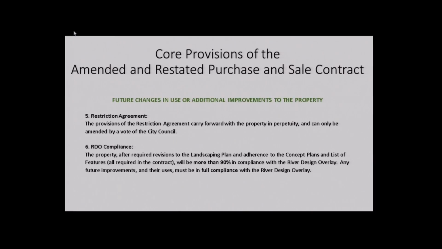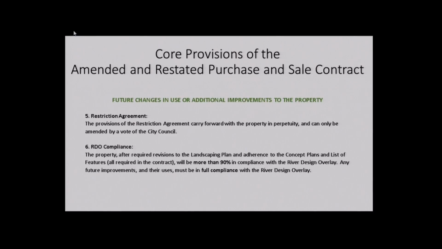Another thing that was, I think, a very fair concern people had is what if they close on this and they sell it 2 minutes after closing, or 2 years or 20 years. The provisions of the restriction agreement will carry forward with the property in perpetuity and can only be amended by a vote of the city council. So it doesn't matter who owns this property. Anyone that owns this property will have the same restrictions in place that I've outlined so far.